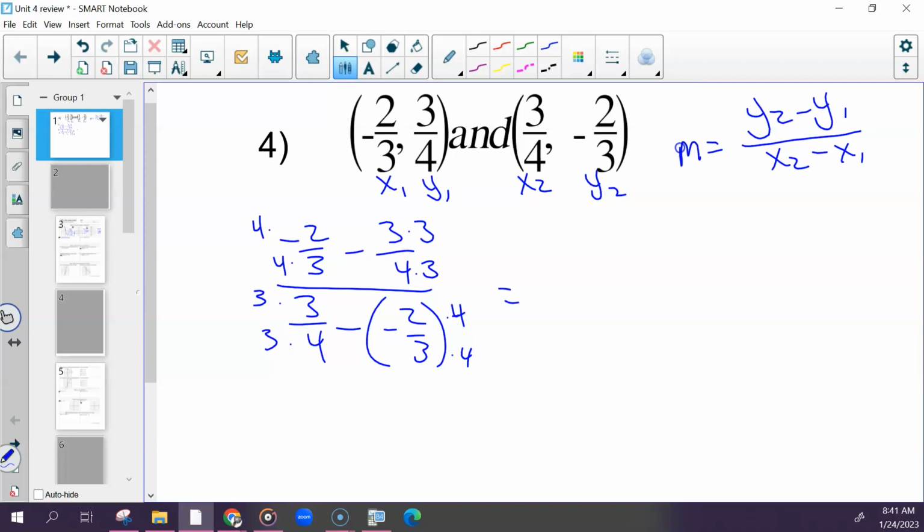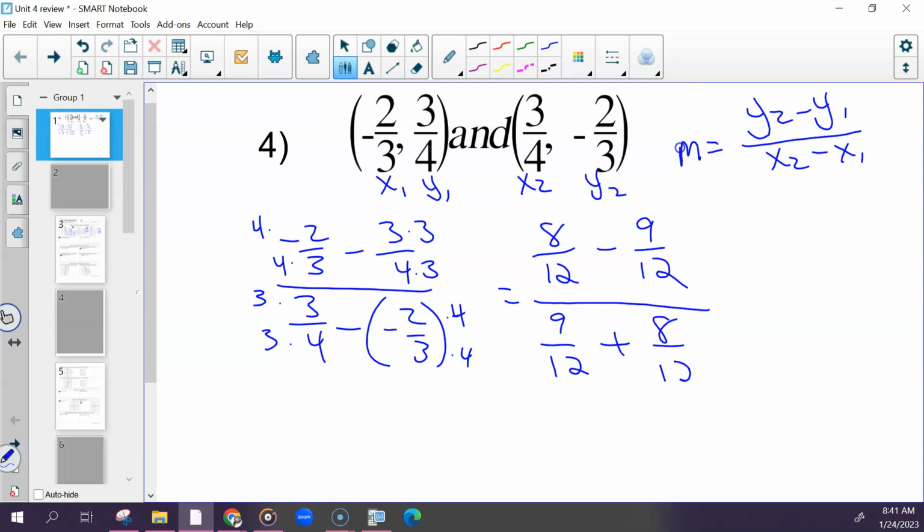So that would become 8/12 minus 9/12 over 9/12. This would really become a plus. You can still put it as minus or plus, either or. 8/12. Okay. So simplified, we would get -1/12 over 17/12.